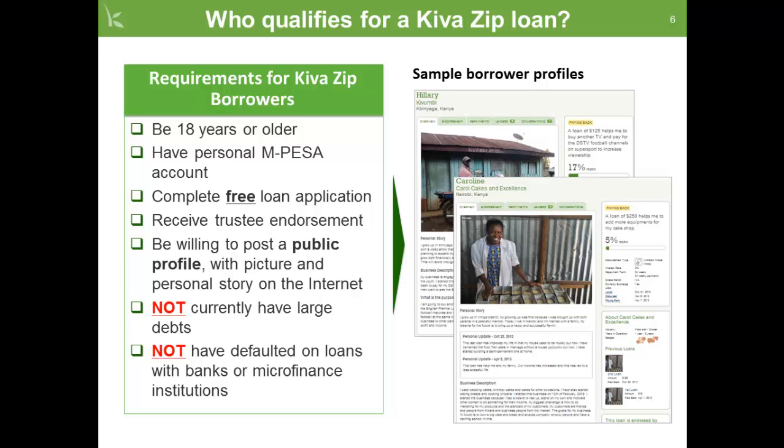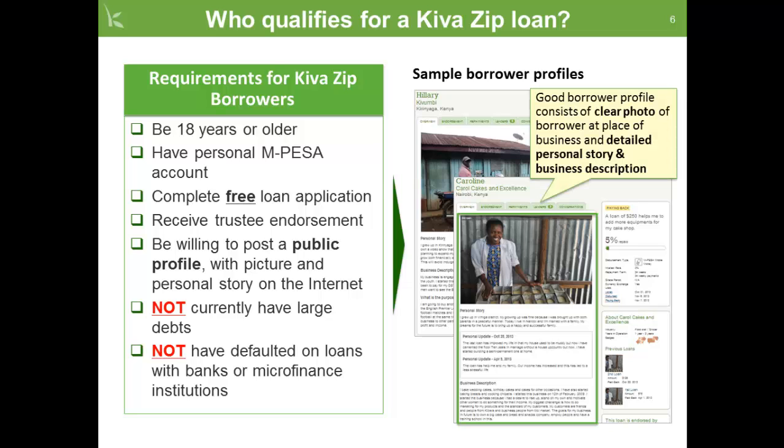Here are a few examples of borrower profiles. This is what the lenders see when they decide which loans to fund. A good borrower profile should have a clear photo of the borrower at their place of business and detailed personal and business stories.